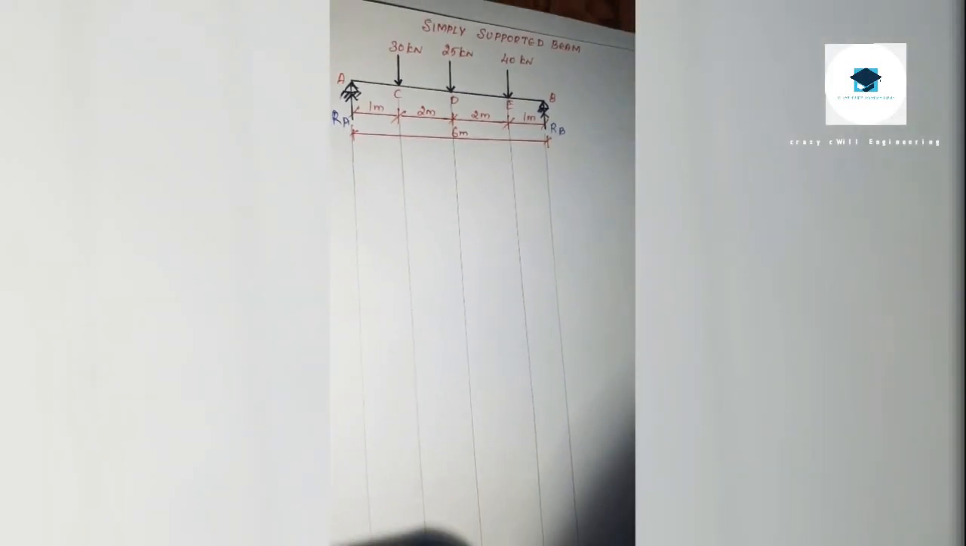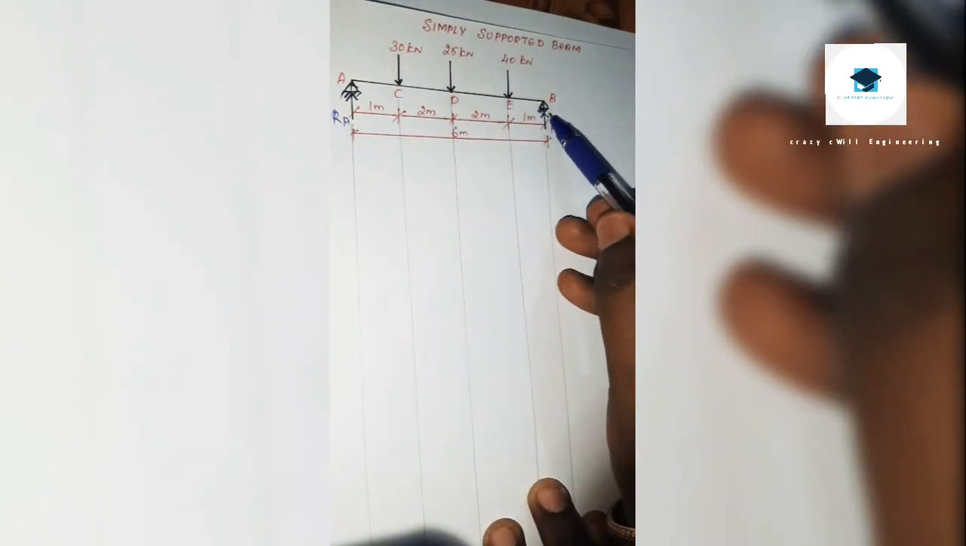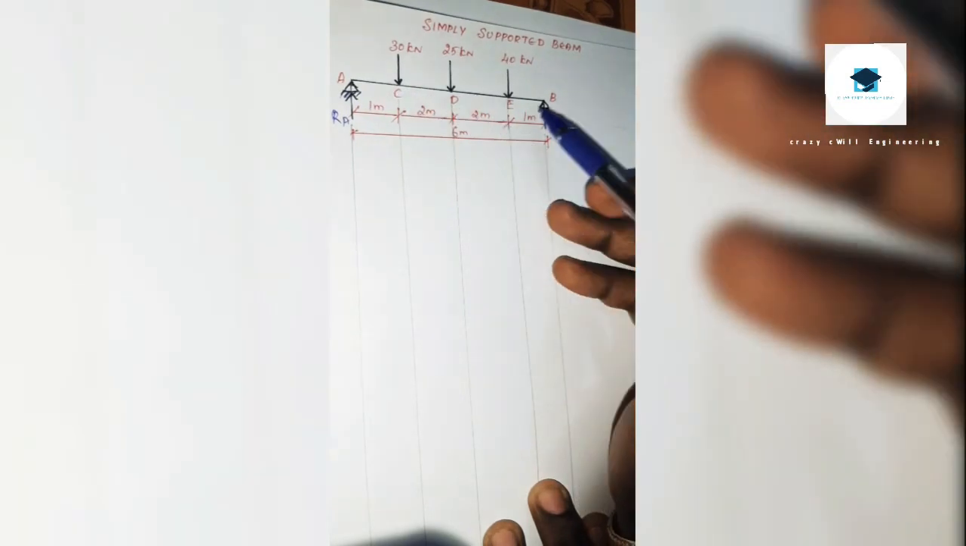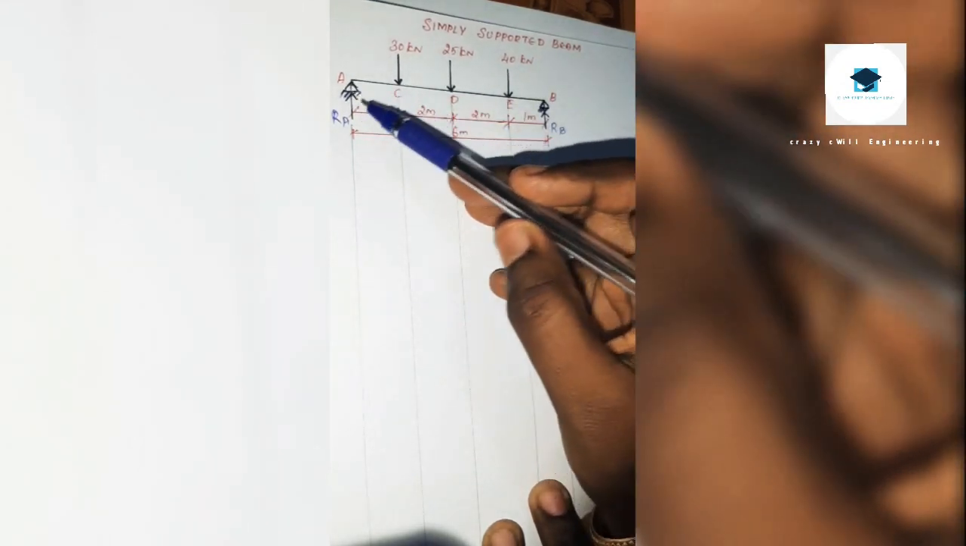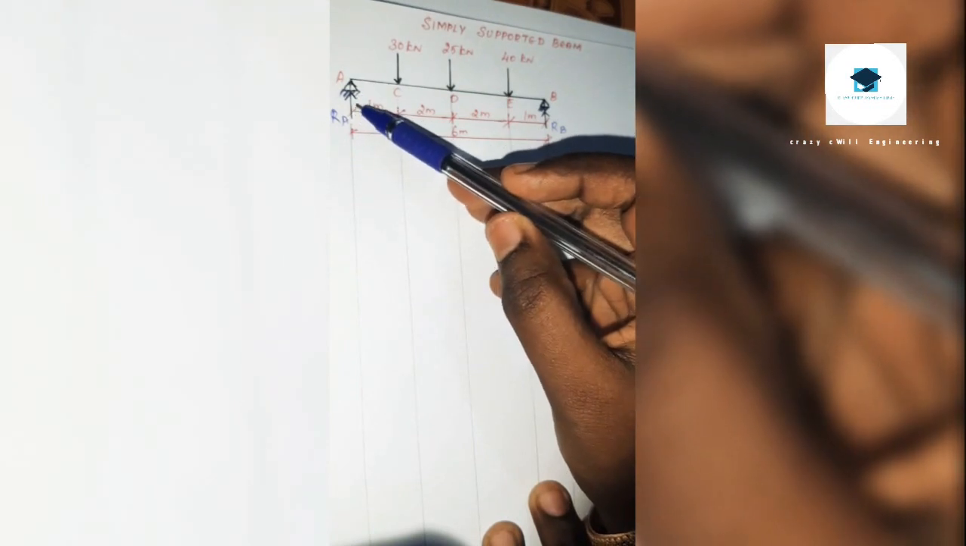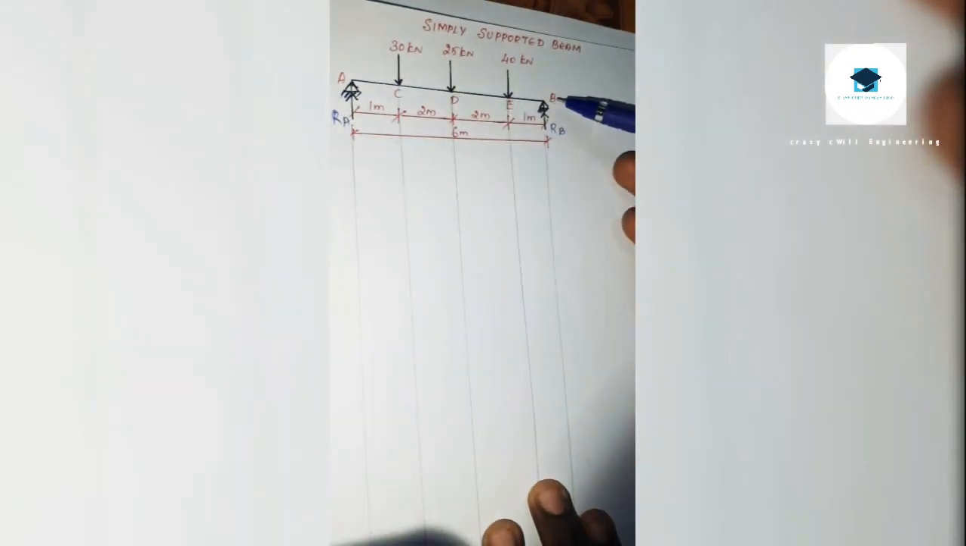Today's topic is shear force diagram and bending moment diagram for a simply supported beam. Here, simply supported beam means a support on which the beam rests freely on both the ends. The beam is simply resting on the supports, so it gives one reaction for one support and another reaction for the other support.